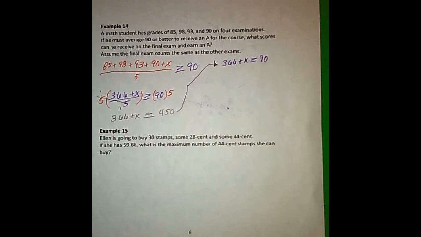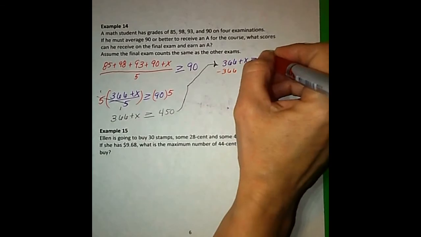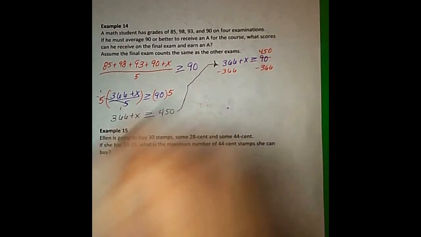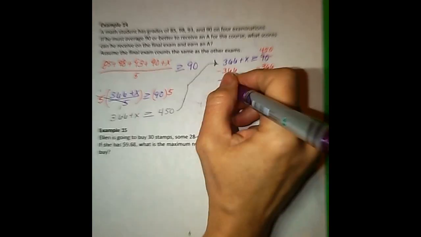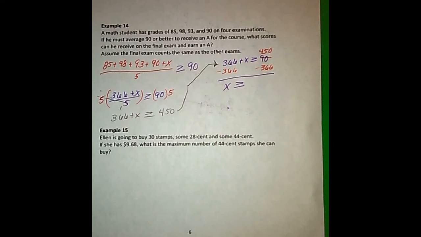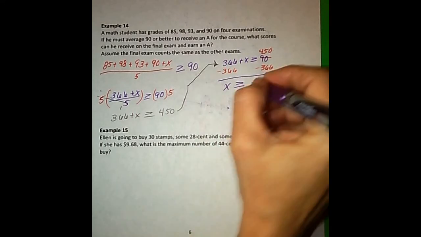And in order to solve for x, we need to get x isolated by itself. So I'm going to subtract the 366 from both sides. Oh, guys, that was a typo. It's 450 here instead of 90. So now I have x is greater than or equal to 450 minus 366, which gives me 84. And the coefficient on x is 1, so we have it the way we want it. This is the correct answer.